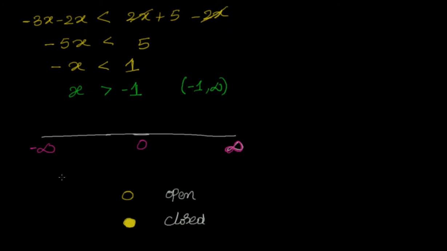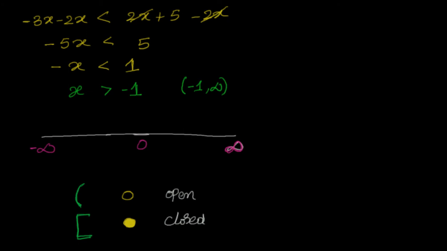An open interval denotes that the boundary is not included. A closed interval denotes that the boundary is included. This is a curved bracket and this is a square bracket. I hope you are okay with that. Otherwise you can go through the chapter on sets, relations and functions, where this is covered in detail.